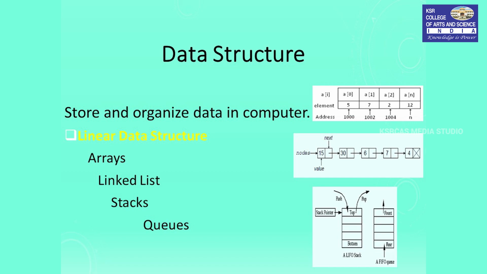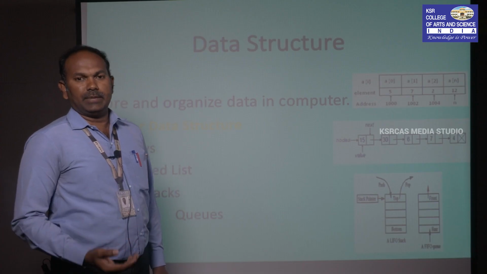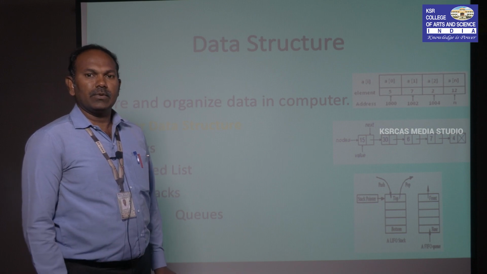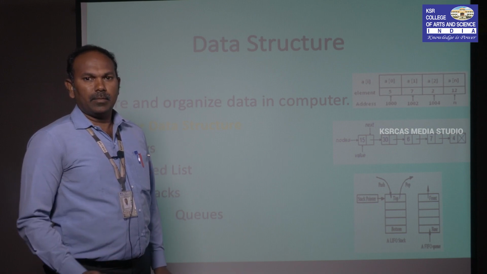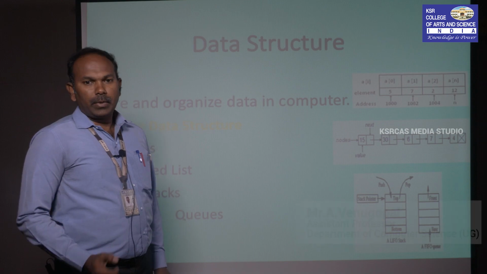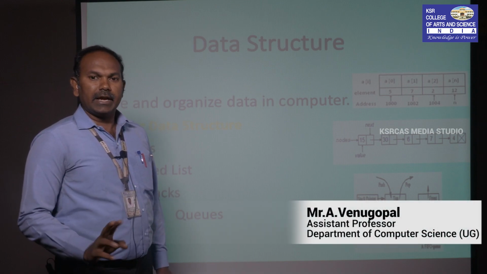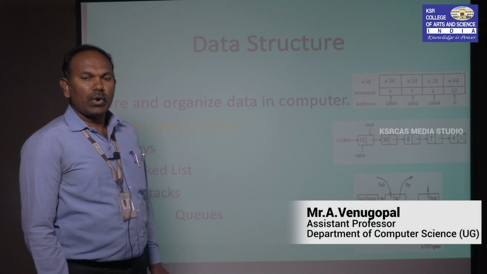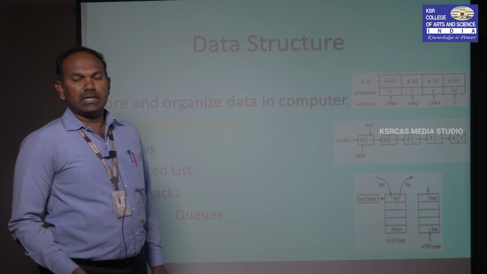In the primitive data types, in the C language, the primitive data types are integer, float, character, double and pointer. And non-primitive data types again classify into two types: one is linear and the other is non-linear.